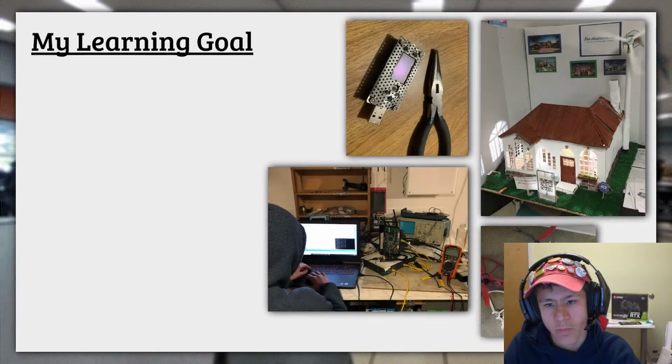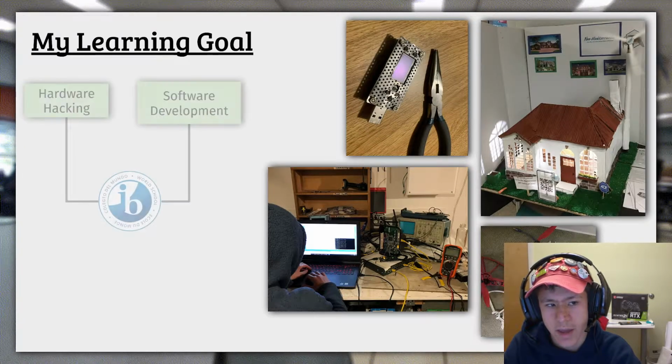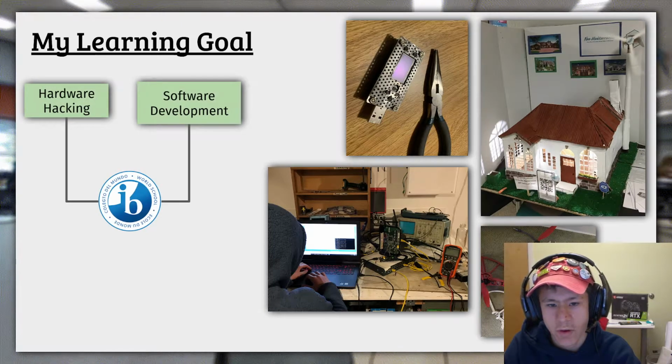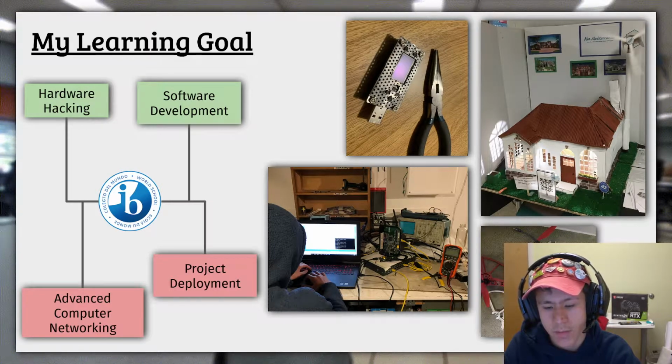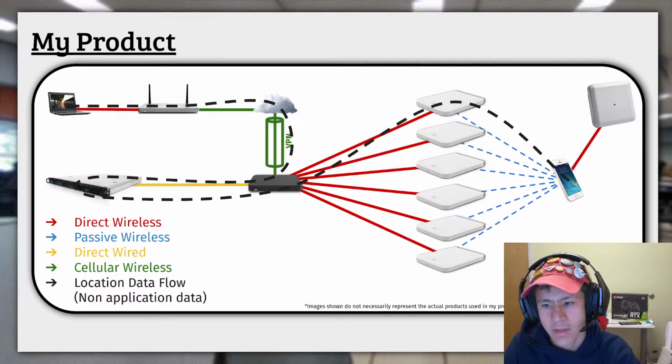For my learning goal, I wanted to combine some skills I already had, like hardware hacking and software development, with some new skills that I always wanted to learn about, like project deployment and advanced computer networking. To that end, I designed this system, which allows me to track the approximate location of almost all the Wi-Fi enabled mobile devices in my school's cafeteria.